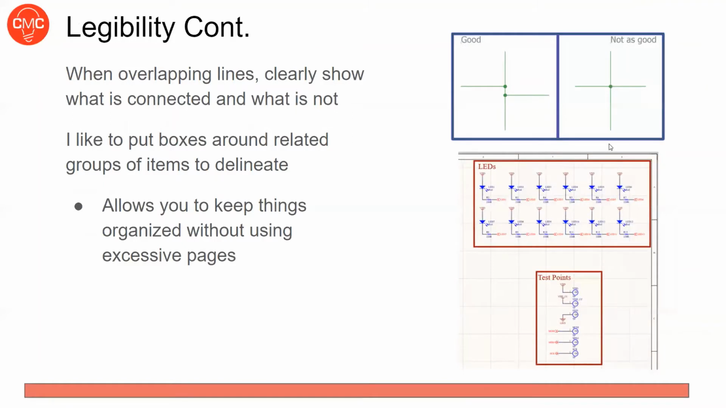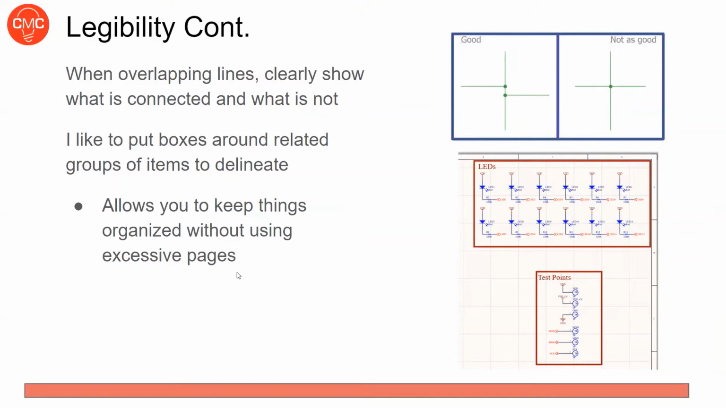More legibility things. When you have multiple overlapping lines, clearly show what is connected and what is not. So here, this could be that these two lines are connected, or it could be that these two lines are connected and these ones are not. You can't really tell because they're all one dot. So if you just went like this, it's very clear that these lines are all intentionally connected.